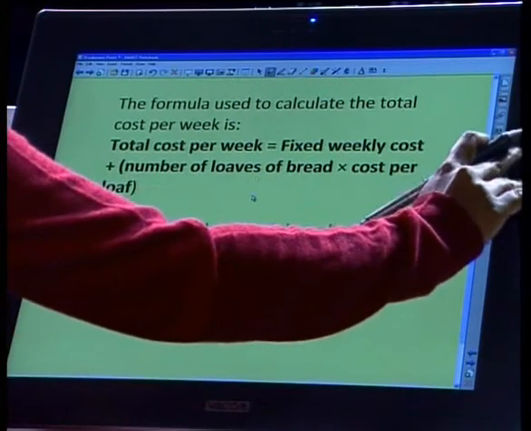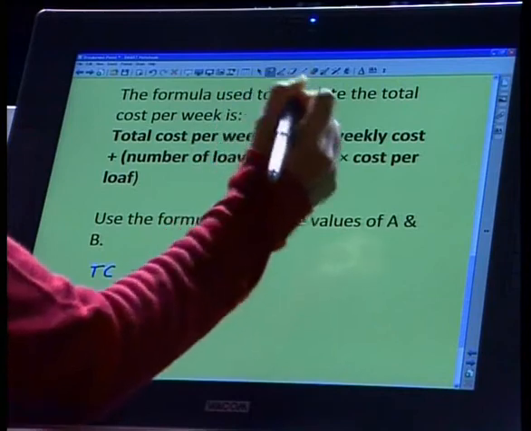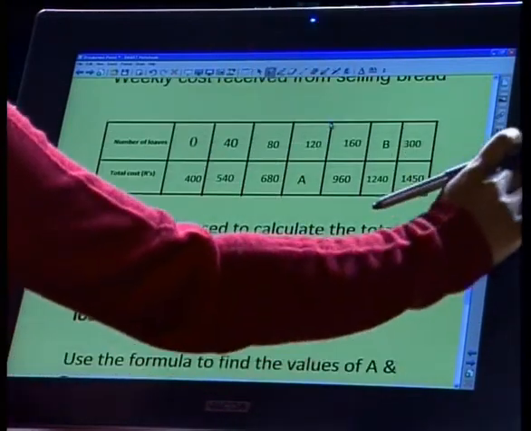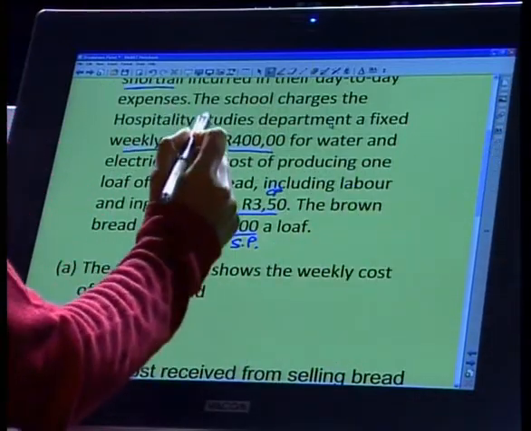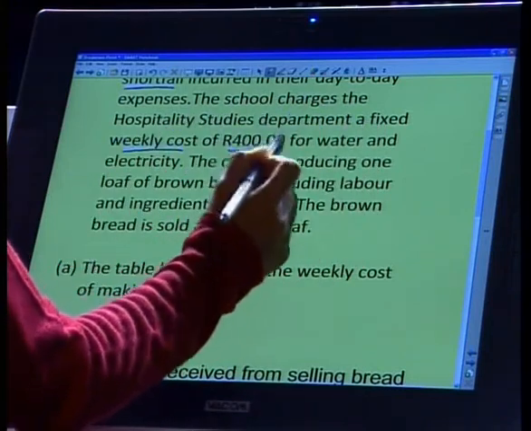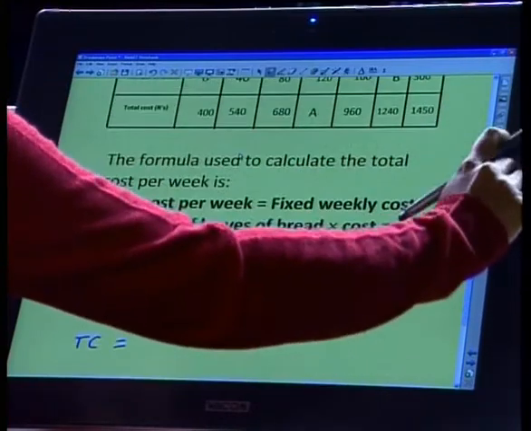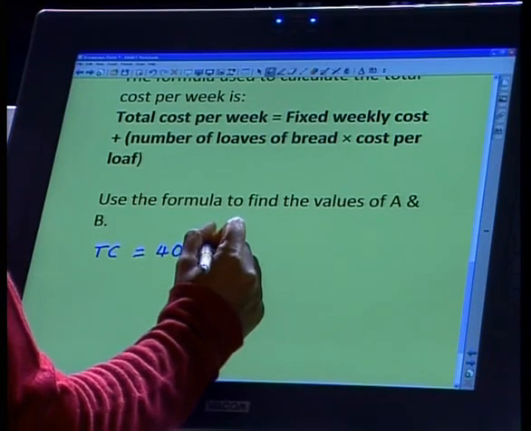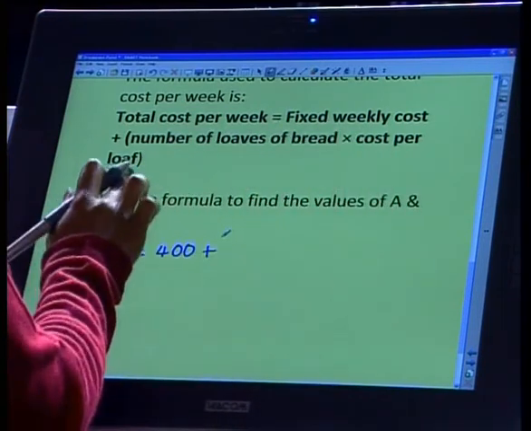Now, we are told that the total cost is equal to the fixed weekly cost. So we first need to go back to the information that they give us, and we see there that the department has a fixed weekly cost of 400 rand. So that would be the value to put into your formula. So we're going to put in 400 plus the number of loaves of bread times the cost per loaf.